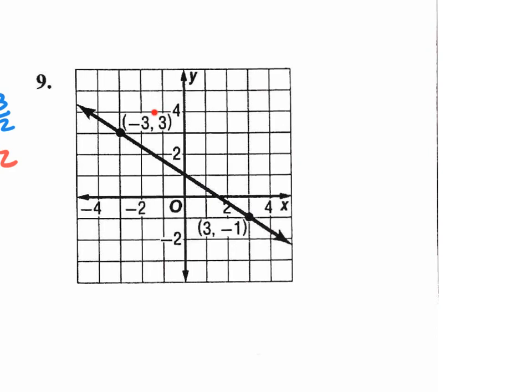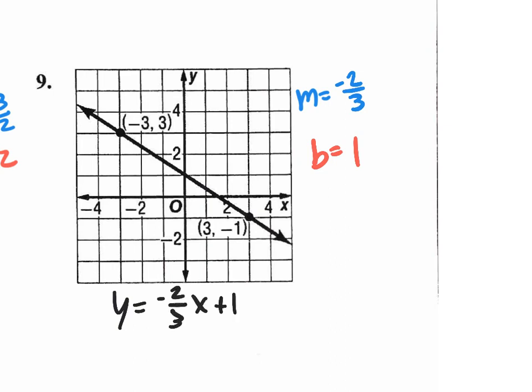So they give you these points so you could find the slope using the slope formula, but why would you do that if you could just count, right? So what's the slope right here? 2/3, right? Go down 2 over 3, so negative 2 over 3. So you have to put negative. If you forget that negative, that'll be incorrect. And the b value is 1. So my slope-intercept form equation is y equals negative 2/3 x plus 1.